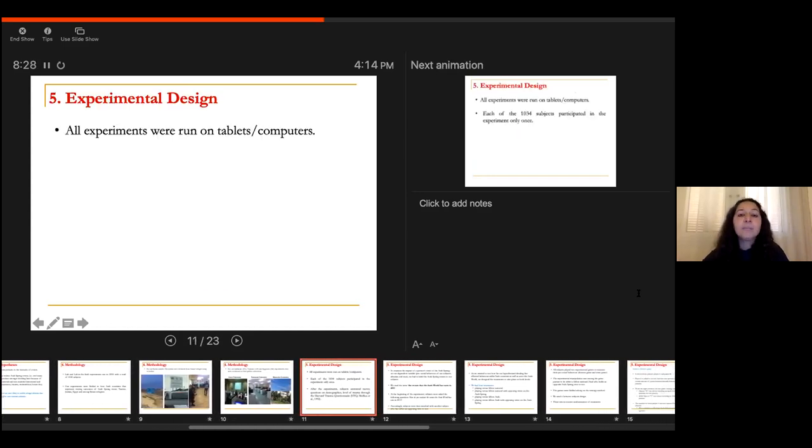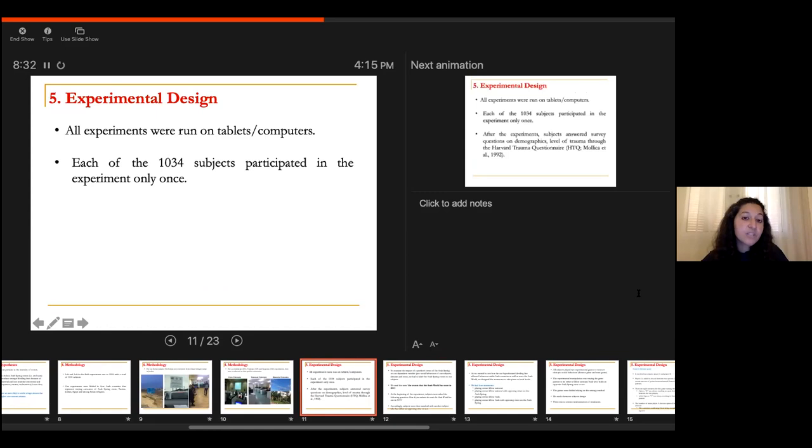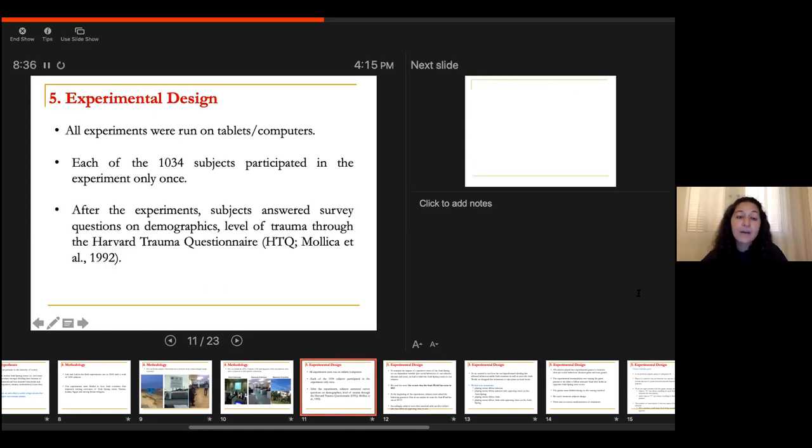All experiments were run on tablet computers. Each of the 1,034 subjects participated in the experiment only once. After the experiments, all subjects took part in a post-experiment questionnaire, having questions about demographics, trauma, and political attitudes.